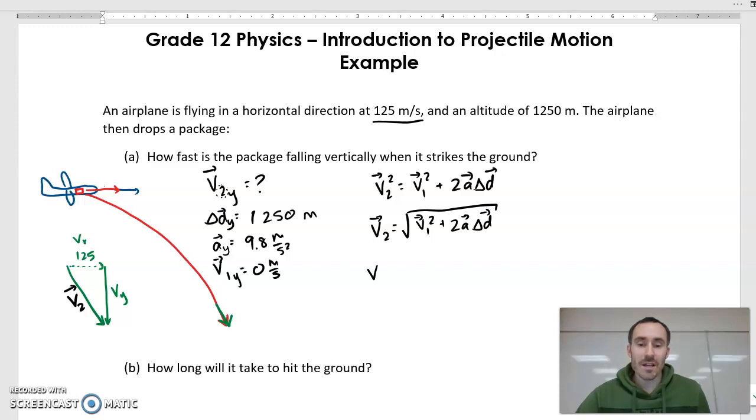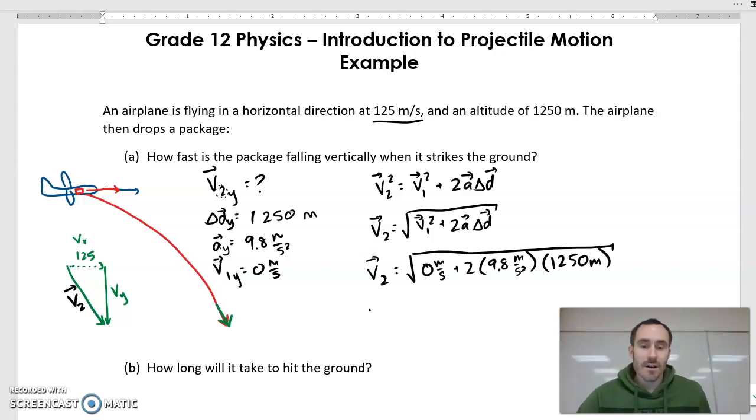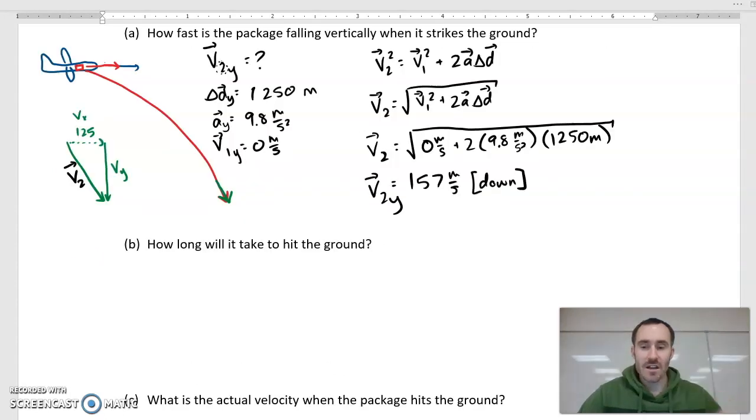And then I'm going to plug in my numbers and solve for v2, which gets me 157 meters per second down. That is my final y velocity. So I'm going to keep that in mind because it's going to ask me some other things about this now, and I might need that later. The second part asks us, how long will it take to hit the ground? So in this case, it's asking us for change in time.